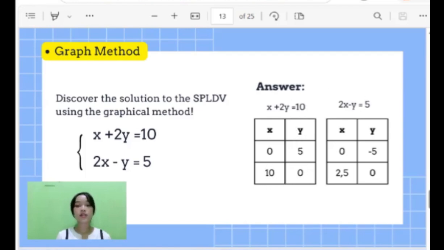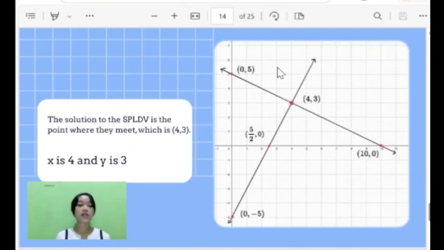And then for the second equation, if x equals 0, we get 2 times 0 is 0, so minus y equals 5. We divide both sides by minus 1, so y equals minus 5. So we get point (0, -5). And then if y equals 0, we substitute to this equation. So 2x equals 5. We divide both sides by 2, so x equals 5 over 2, which is 2.5. So that gives us the points for the first equation, (0, 5) and (10, 0).